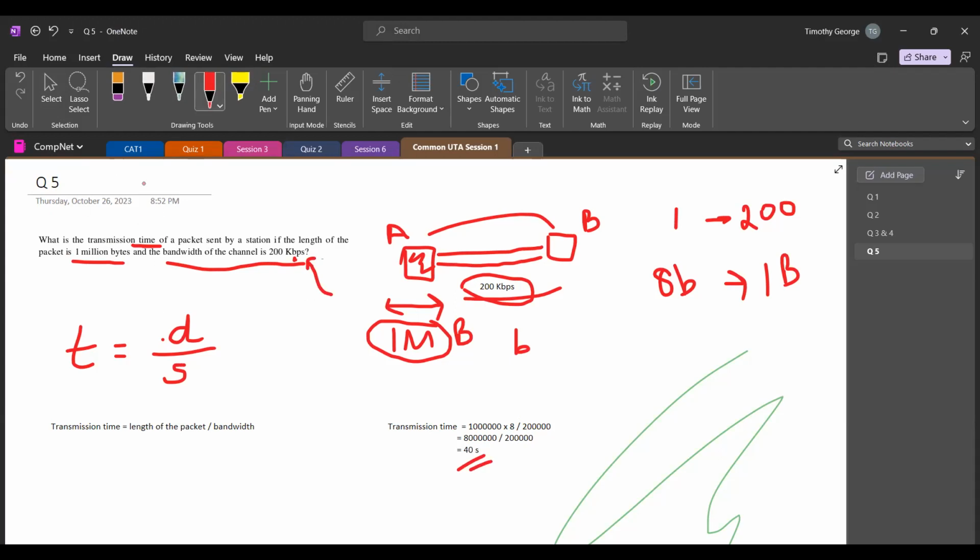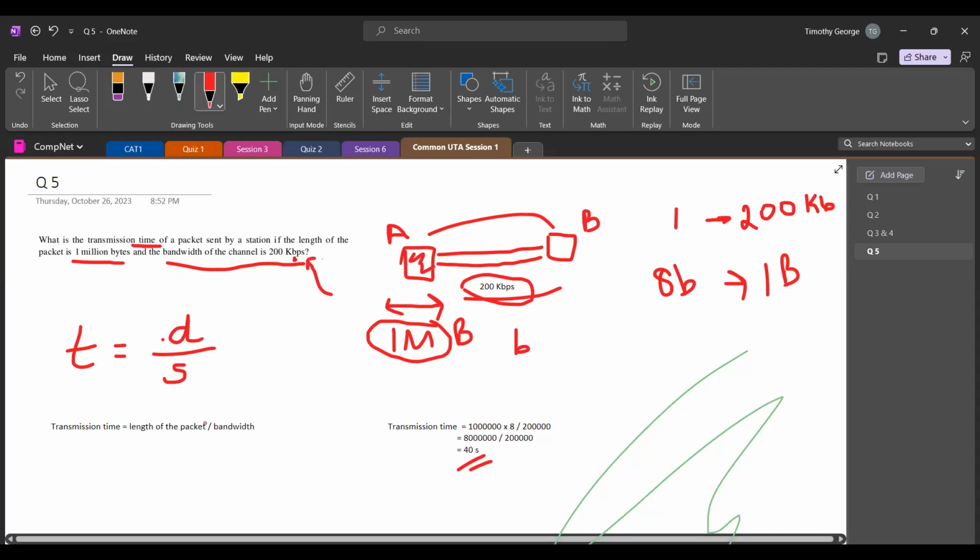So you're asked the transmission time. We're given how much needs to be transferred. The length of the packet here is 1 million bytes, and you're given the bandwidth between these two nodes, which can be said as how fast something can go. So we're given 200 kilobits per second. So in 1 second you have that many kilobits. Small b, yeah. Transmission time was length divided by bandwidth. We took the length, converted it from bytes to bits, divided it by the bandwidth of the channel, and we're able to get our answer. So that's our final answer.